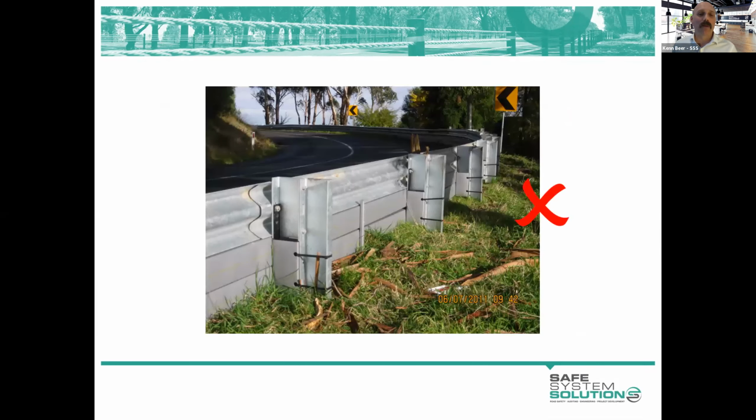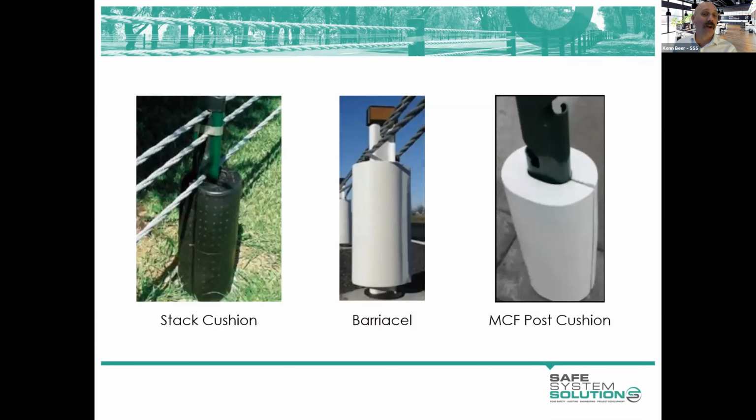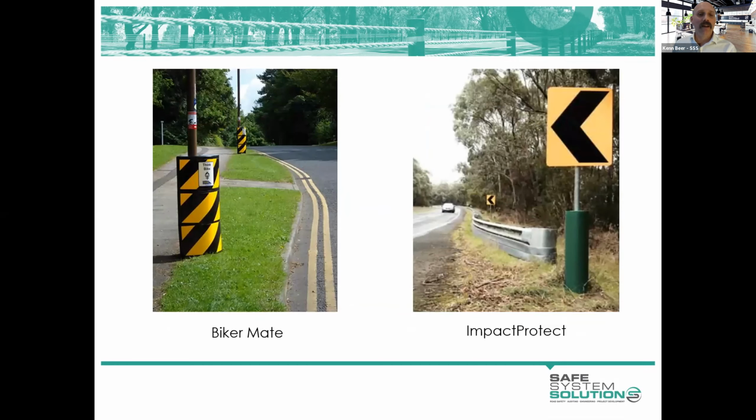We don't want to see poly buffer. This is that plastic product used along the whole system, just on the terminals, and you've got to tell the central office of the Department of Transport that you're doing it. And all the post protectors are still just for trial only. There's also some individual post protectors that are accepted for trial.